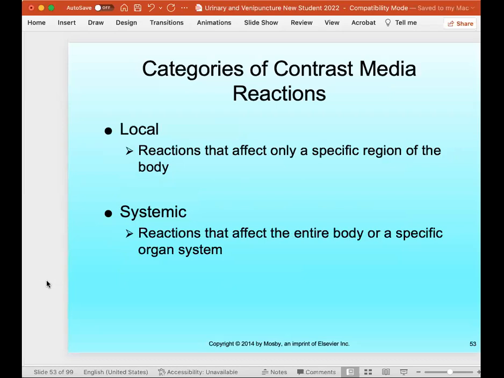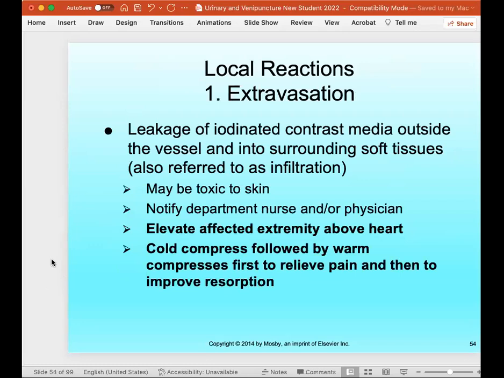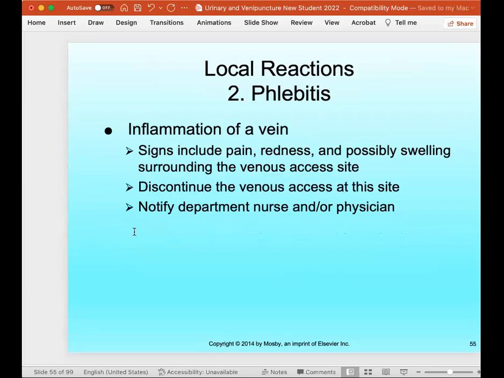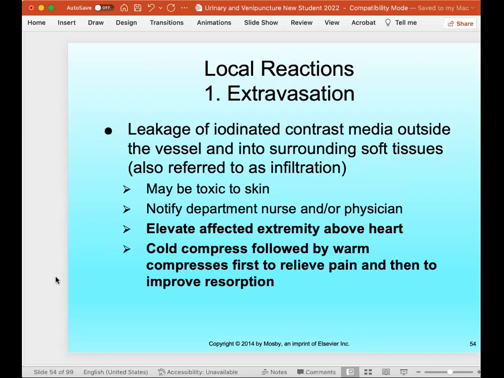Different types of reactions. We've already mentioned extravasation. It's considered a local reaction. Systemic reactions are going to affect the entire body or a specific organ system. Local reactions affect only a specific region of the body, like the arm during extravasations. Phlebitis is also a local reaction. So it's inflammation of the veins, which comes hand in hand with extravasation.